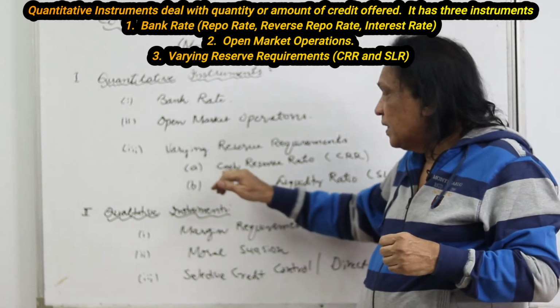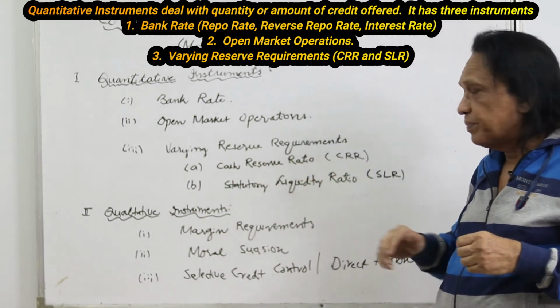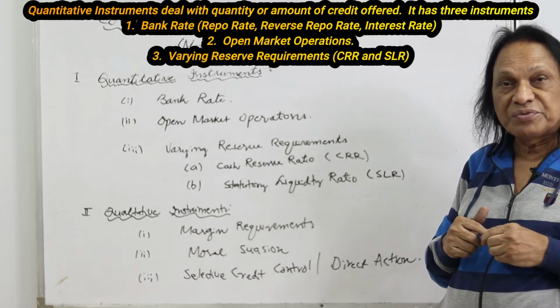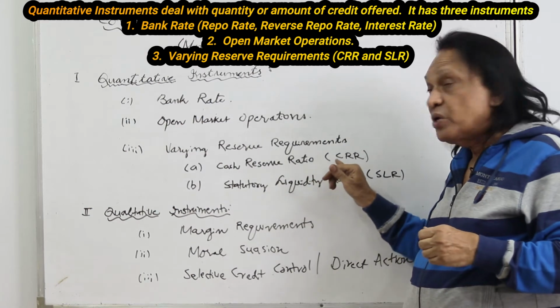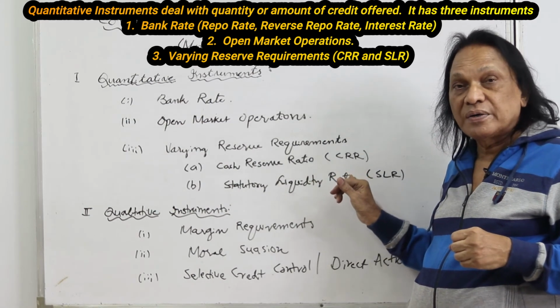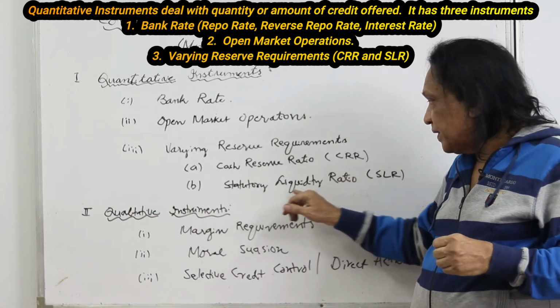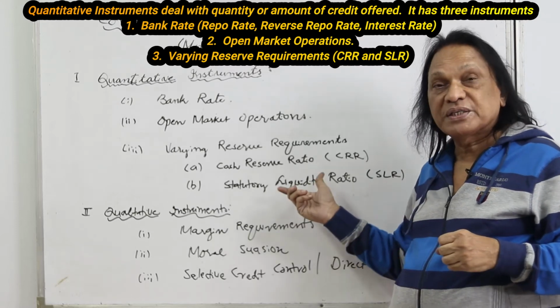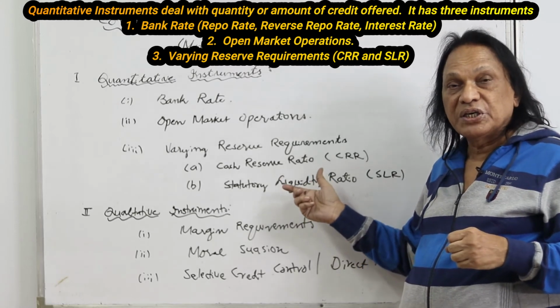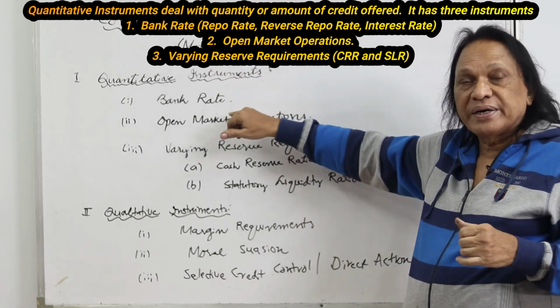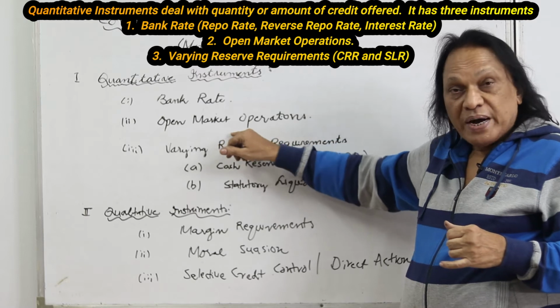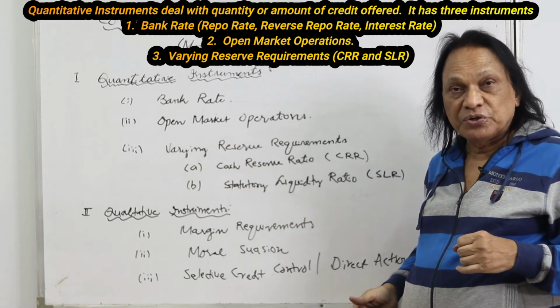The third one, varying reserve requirements. Under this you have 2 things. One is cash reserve ratio, we call it CRR. And the next one, statutory liquidity ratio, SLR. We'll be discussing CRR and SLR also in detail. So under quantitative instruments you have 3: bank rate, open market operations and varying reserve ratios.